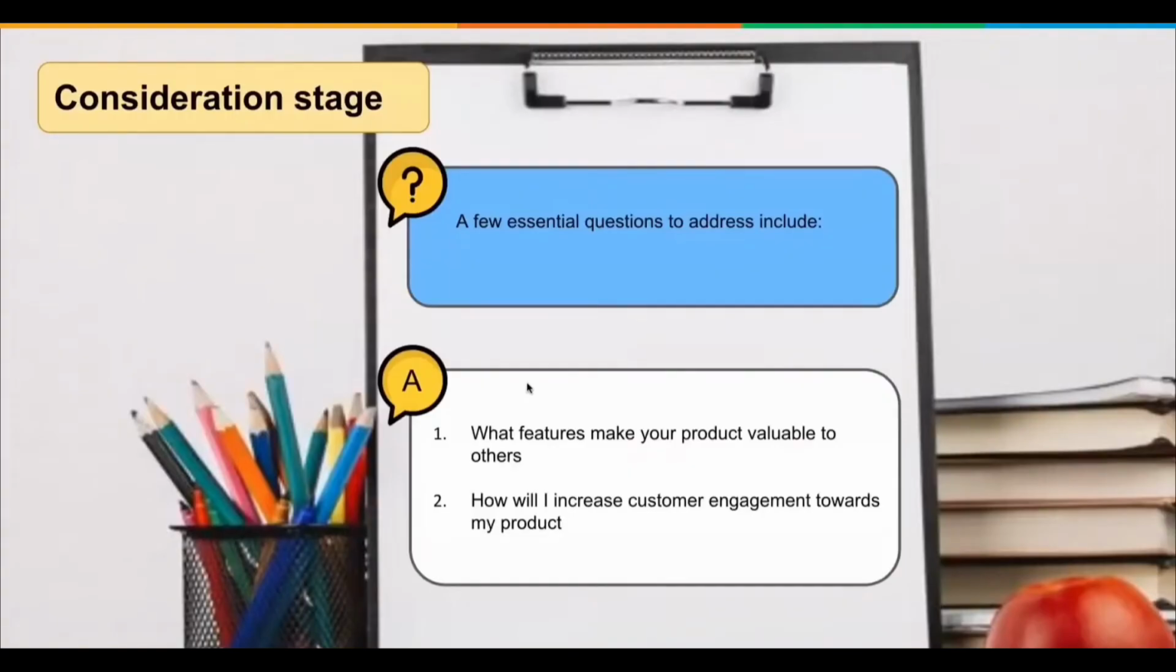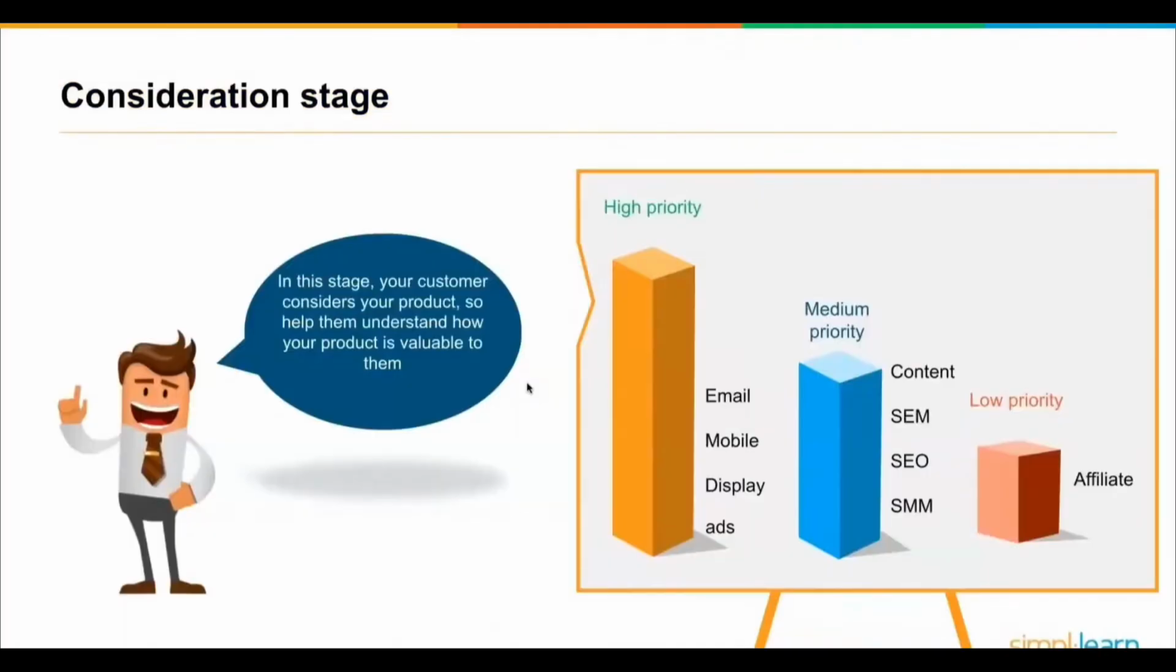And then how will I increase customer engagement towards my product? So for example, if you're on Facebook, and you're trying to get people over to your site to purchase your product, then how are you going to improve that engagement? You've got to create something really snazzy, really attention grabbing, something that's going to separate your post from all the other posts in somebody's Facebook newsfeed. So you really have to work hard to convince somebody to give consideration to your product or service. So in this stage, your customer considers your product, so help them understand how your product is valuable.